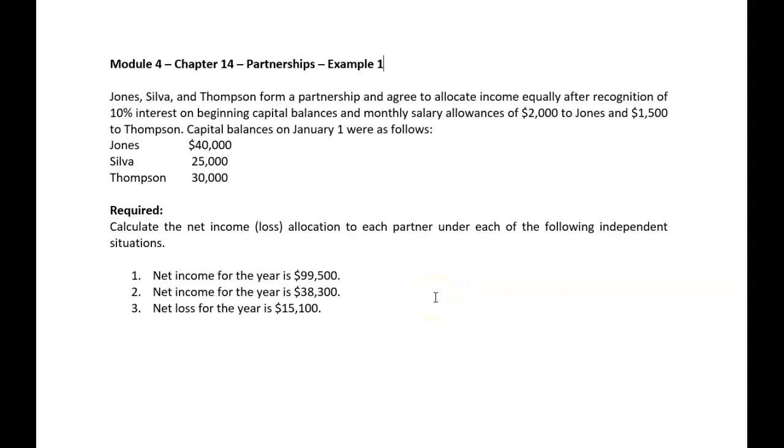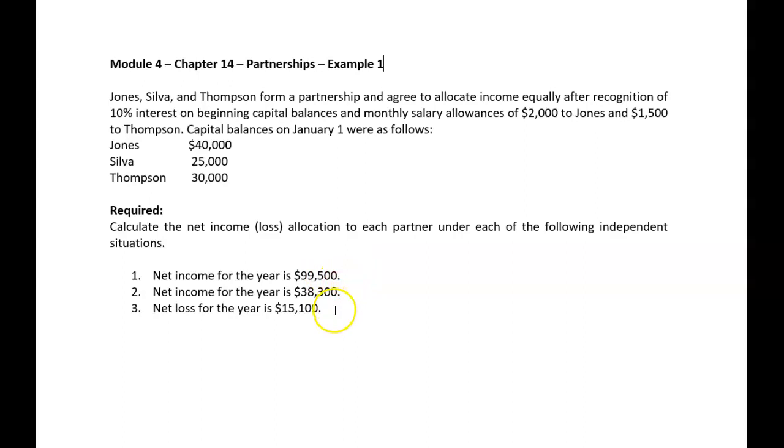This example relates to the last section of this module, dealing with partnerships. The coverage is in Chapter 14, and this first one is just a basic example of a partnership sharing income and loss. So you have the information about the starting capital balances for each of these three partners. The income is going to be divided equally after they receive an allocation for 10% interest on their beginning capital balances, and then two of the partners get a salary allowance before the final income is divided up.